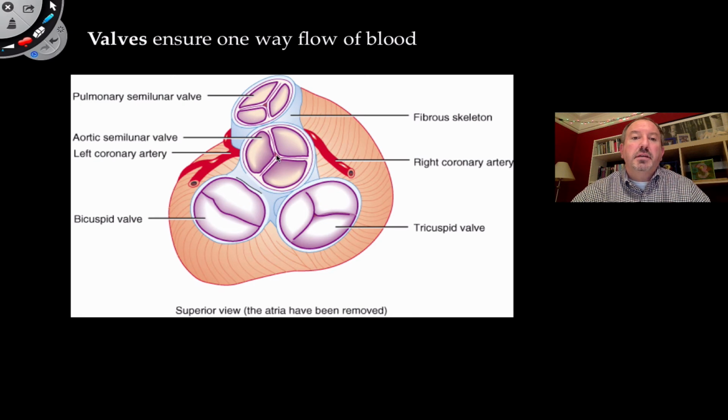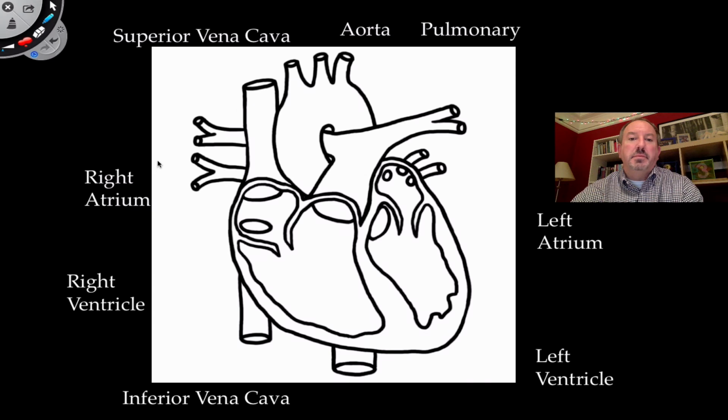Now, these particular valves right here are referred to as semilunar. They kind of appear, in my estimation, sort of like a half moon right here when they open and close. So they're like half moon, semilunar. And one's a pulmonary semilunar and one's an aortic semilunar. Let me take you over here. And so, as you can see in this diagram, the valve right here, it's not a great picture showing the valve, but I'll draw it in.